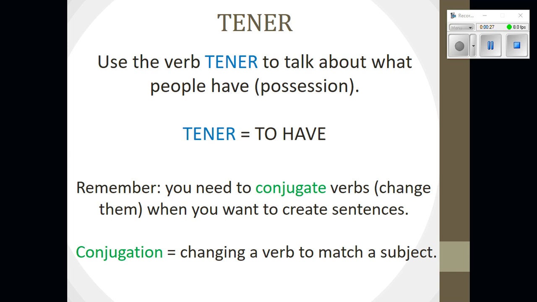And remember, you need to conjugate verbs or change them when you want to create sentences. Okay, you guys have already learned how to conjugate the verb ser, okay? And tener is no different. You have to conjugate. Conjugation means changing a verb to match the subject. All right, so pause the video and make sure you fill out part A of the note guide.